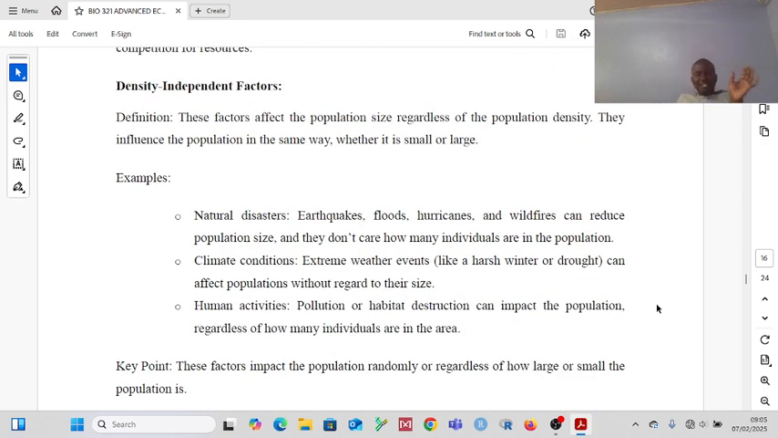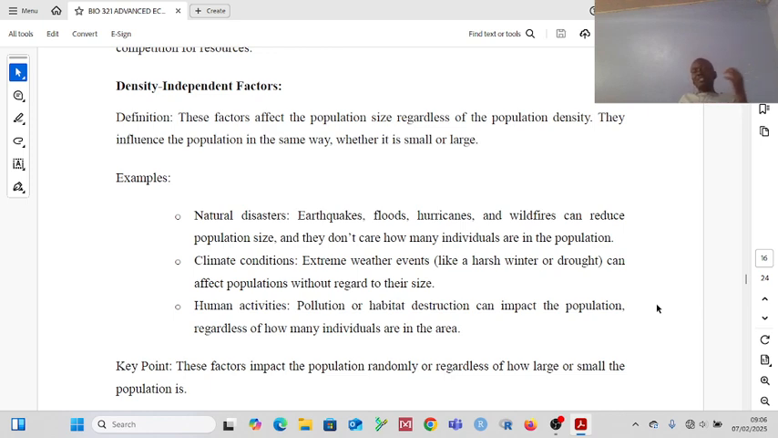So with the density independent factors, these are factors that affect the population size irrespective of the population density. Okay? So it doesn't matter whether the population is large or small, they will still influence the size anyway. So for them, it's not about how big or how small, but they will just influence the size. They just influence the population size, the growth.